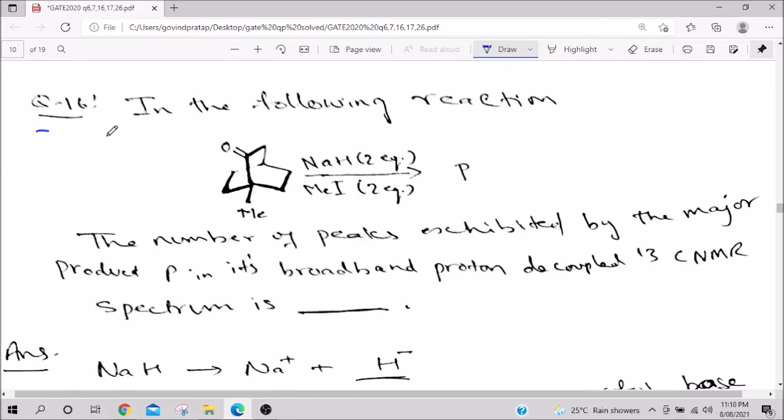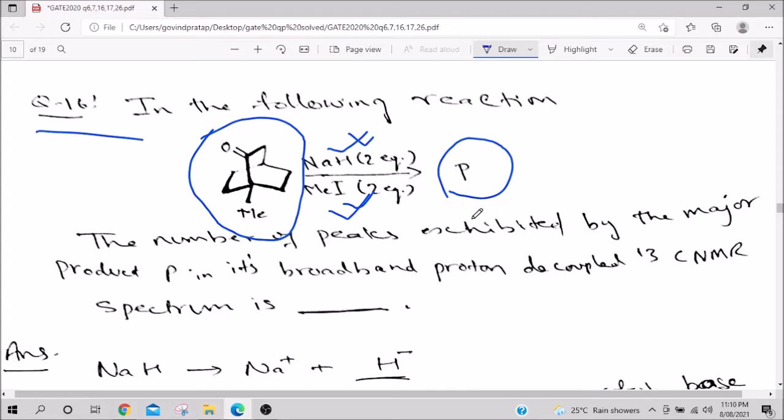Next question, question number 16. So it says you have a molecule and you are reacting with sodium hydride 2 equivalents and methyl iodide 2 equivalents, you are getting some product P. The question is, this product P, how many peaks will it show in 13C NMR, proton decoupled. Proton decoupled is not so important because in 13C we always do proton decoupled. So basically it is asking how many kinds of carbons are there. So we have to see the reaction.